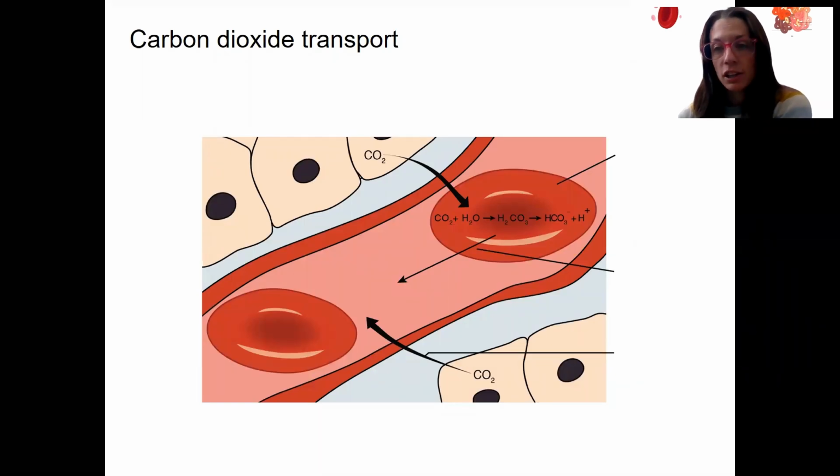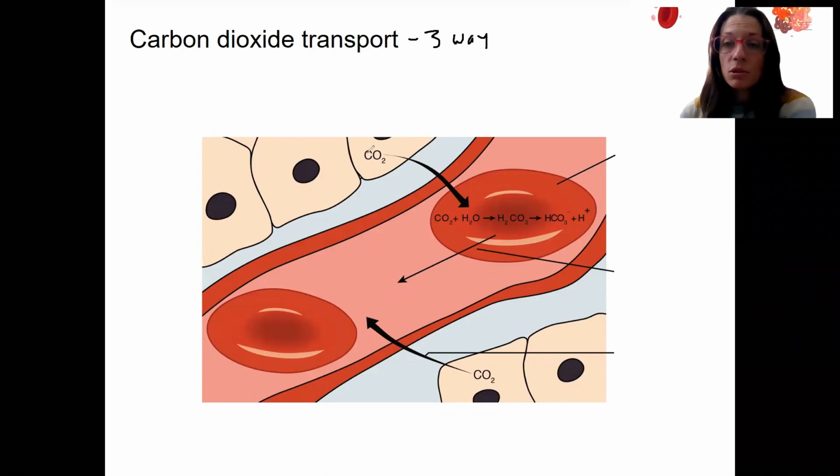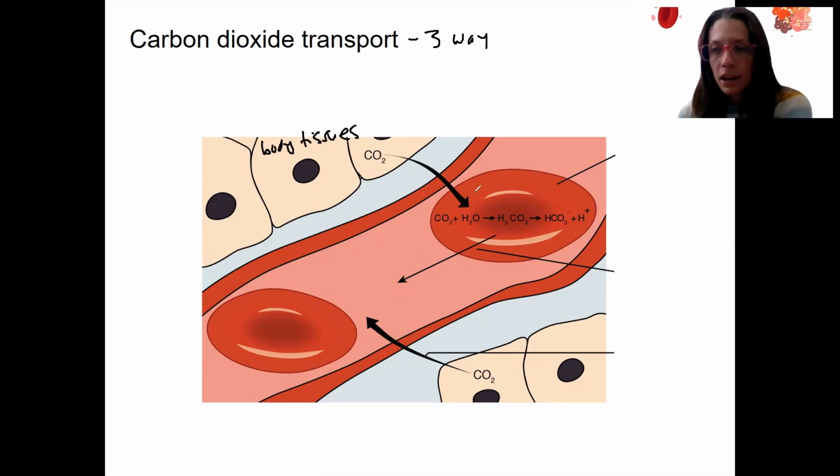When I repeat myself, I try to do it quickly. So let's do this quickly. I went over the 3 ways that CO2 is transported earlier. This would be CO2 unloading from the systemic tissues, body tissues, and that's where most CO2 is. How is it going to be carried? Most of it is going to be carried as bicarbonate.